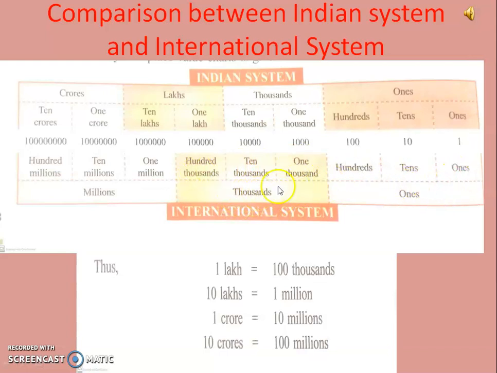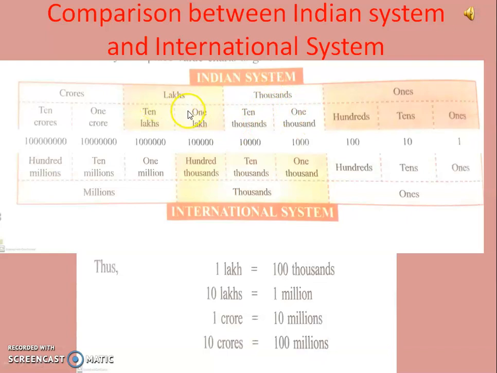Then in thousands we have 1,000, 10,000 and 100,000. Similarly in million we have 1 million, 10 million and 100 million. But in the Indian system, only in the first period, ones, we have 3 parts: ones, tens and hundreds. And for the rest of the others we have 2 parts in each of these. Like in thousands we have 1,000 and 10,000 only.